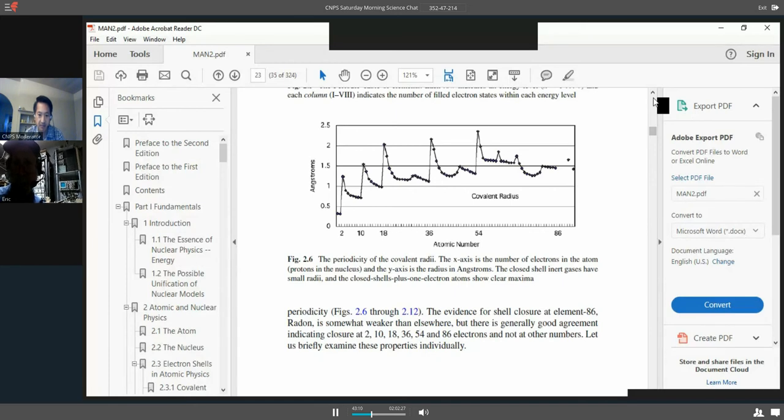Here we're looking at a chart of something. Well, how did they do that? Well, I think it'd be easy to figure out the radius if you had a solid piece of whatever element you're looking at. But if you have a gas, it'd be kind of hard to tell what would be a comparable diameter for an atom.